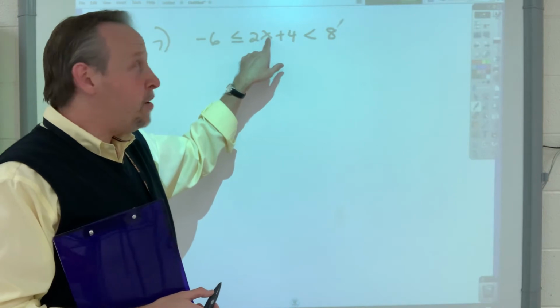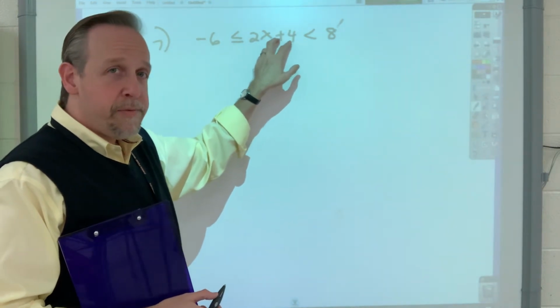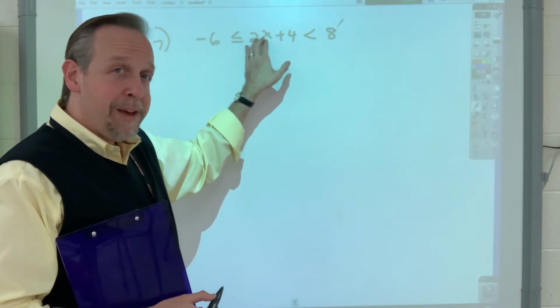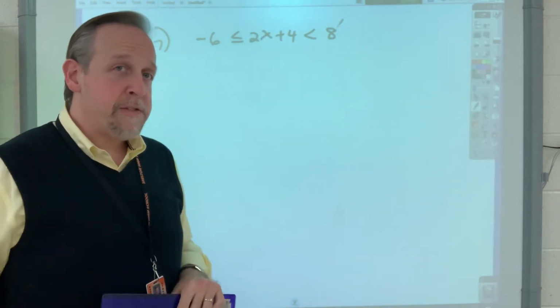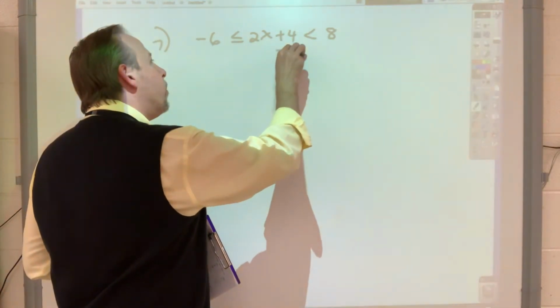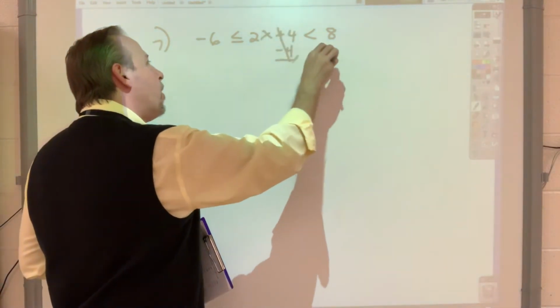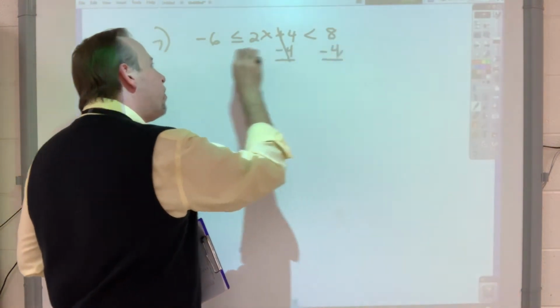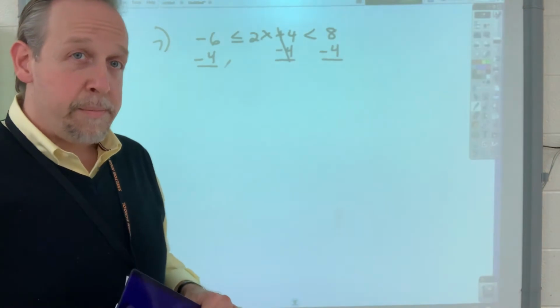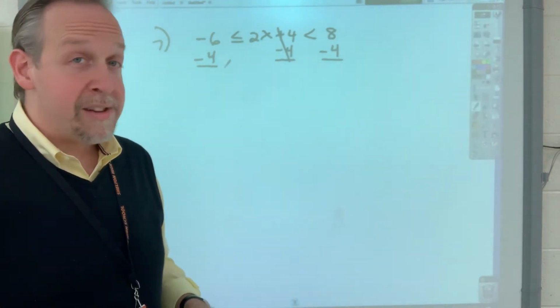The first thing you want to do is remove the plus 4. Because again, it doesn't belong there if I want to get the x by itself. How do you remove plus 4? You subtract 4. But where? Well, over here certainly, but also on both sides of the inequality. If you're not doing it on both sides, it's not going to be in balance and it's not going to be right.